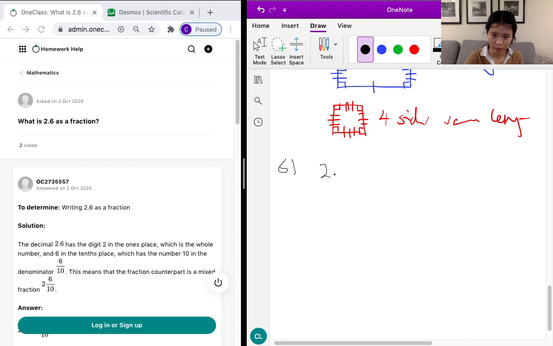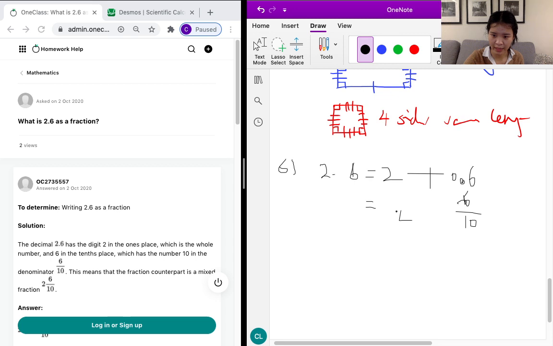We know 2.6 is a decimal, and 2.6 is equal to 2 plus 0.6. We know 0.6 is in the tenths place, so 0.6 in fraction form is 6/10. So 2.6 is 2 plus 6 over 10.